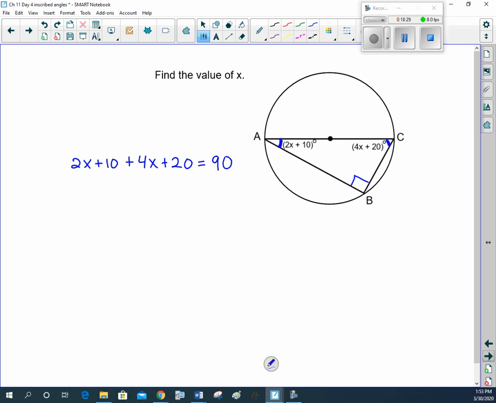Okay, so let's just go ahead and do the math on that. So 6x plus 30 equals our 90. So 6x equals 60. So x equals 10. So now we found the value of x, it's 10.